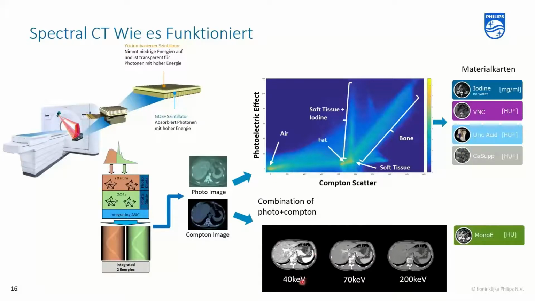So we can have what's known as a 40 kilo electron volt image, where we're simulating as if the beam would only have 40 kilo electron volt photons, or 70 or 200. And what you might already see here is that the contrast is much higher in the 40, so in the low energy, and that we saw already in the image I showed before with the profile, that with lower energies, we have a higher difference in attenuation between the tissues.